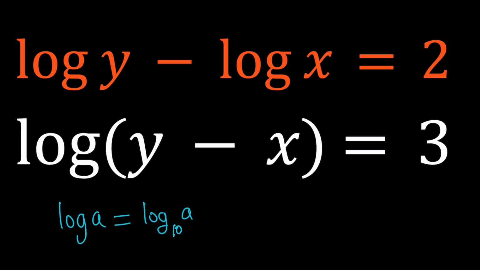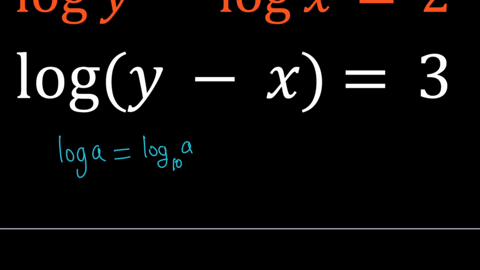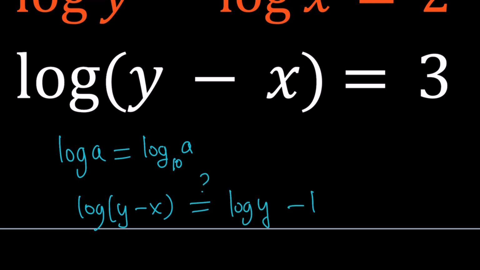Obviously we're going to be using some identities to solve the system. But first of all, wait a minute, isn't log (y minus x) the same as log y minus log x? So what's going on here? Log (y minus x), doesn't that equal log y minus log x? In which case we would have 3 equals 2. But that's impossible, right? Well, this is not the case. Obviously, this is not an identity.